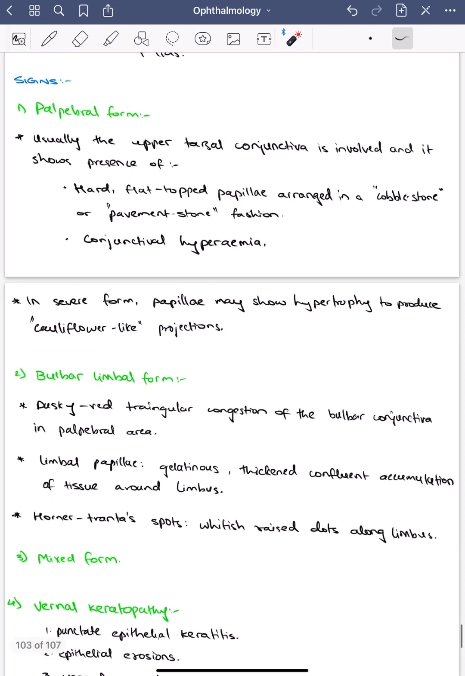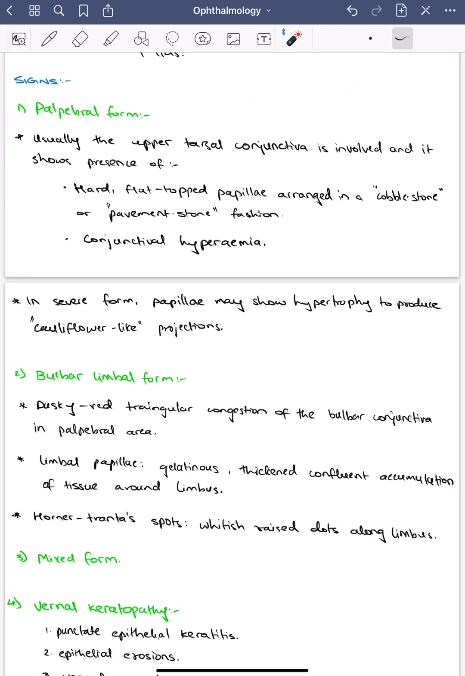Then the second feature is the presence of conjunctival hyperemia. In severe cases, the papillae may show hypertrophy, and it produces cauliflower-like projections. So again, in the palpebral form, the upper tarsal conjunctiva shows hard, flat-topped papillae arranged in cobblestone or pavement stone fashion. Conjunctival hyperemia may be there, and in severe forms, the hypertrophy of the papillae leads to the formation of cauliflower-like projections. So this is about the palpebral form. Remember, papillae in cobblestone fashion.